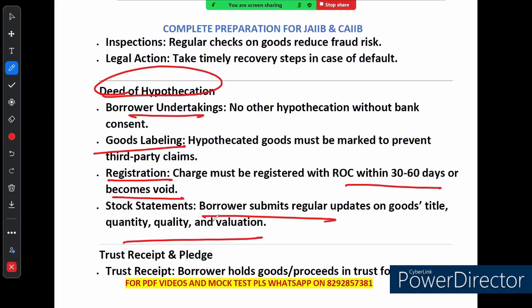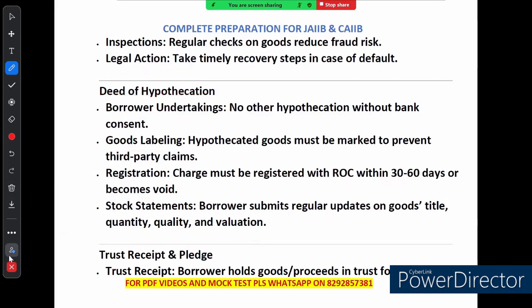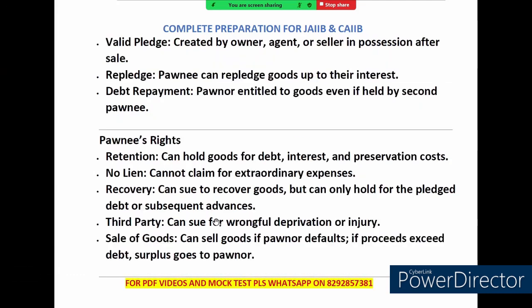Trust receipt means the borrower holds the goods or proceeds in trust for the bank, acting as a caretaker. Right? So now a valid pledge can be created by the owner, an agent, or the seller in possession of the goods after a sale. In some cases, the lender, that is called the pawnee, can pledge the goods to another party, but only up to their interest. Even if a second lender holds the goods, the borrower, that is the pawner, still has a right to get them back after repaying the debt.